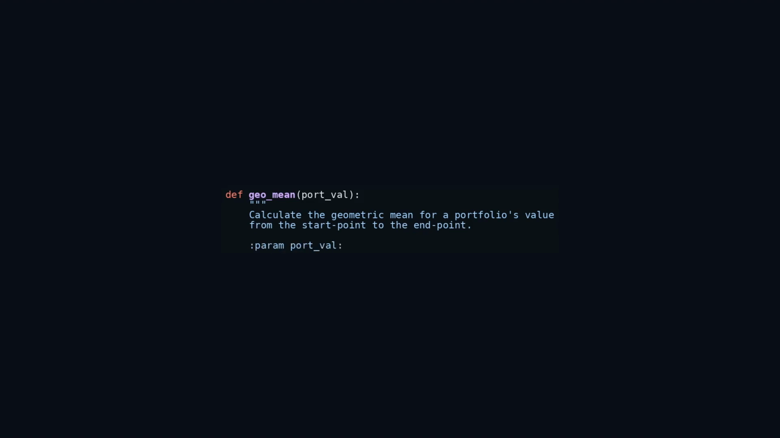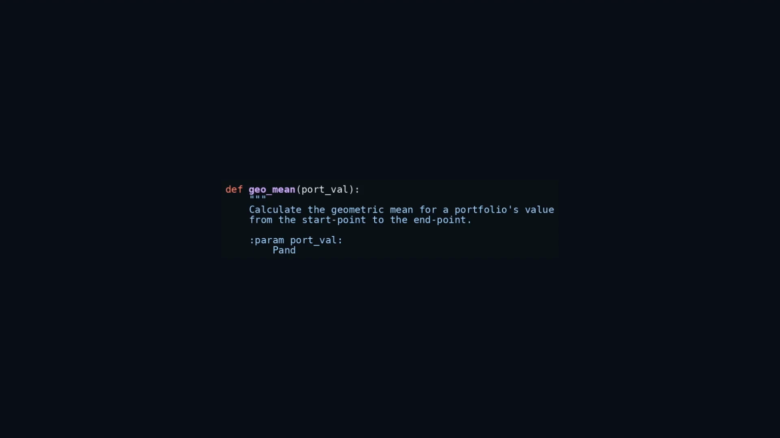The GeoMean function calculates the geometric mean of a portfolio's value over a period of time using a pandas series, portfolio, which represents the portfolio values at each time step. To compute the geometric mean, the function first divides the value at the end of the period, portfolio[-1], by the value at the beginning of the period, portfolio[0]. It then raises the result to the power of 1 divided by the length of portfolio, effectively taking the nth root of the result, wherein n is the total number of values in the portfolio series.